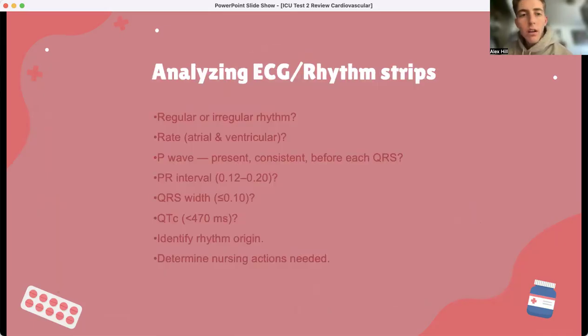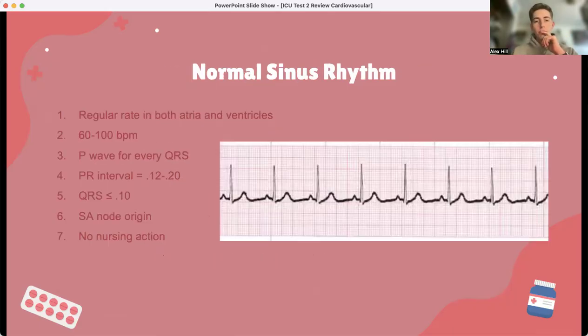Okay, all right, so we're going to talk about different ECG and rhythm strips. When you're looking at it, you want to look at a few different things. What's your PR interval? What's the distance between your P wave and your QRS complex? Is this a fast rhythm? Is it a slow rhythm? Do I see a wave that looks really abnormal? Could it be a PVC? So we're going to talk about them.